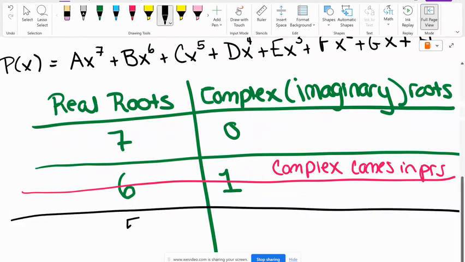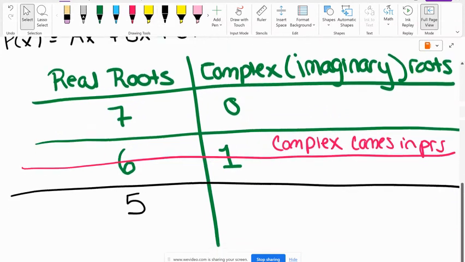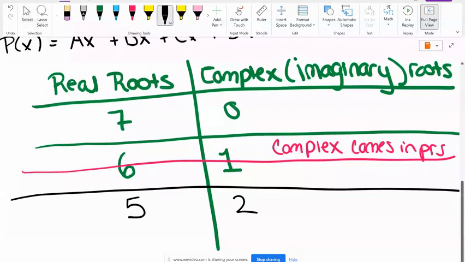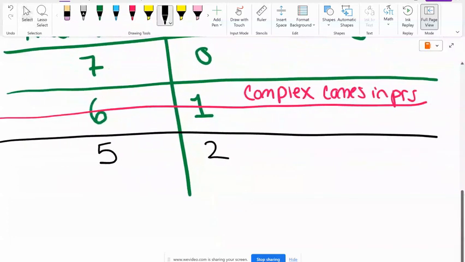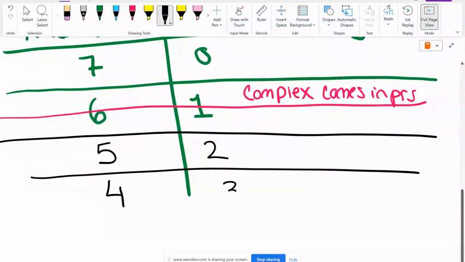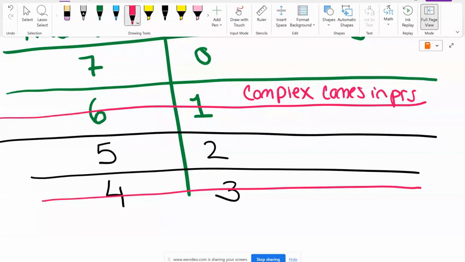All right, could I have 5 real roots and 2 imaginary? Is that possible? Absolutely, that's possible. Let's keep going. Can we do 4 real and 3 imaginary? No, because again, complex comes in pairs. Do we get the gist? Do I need to keep going with this? All right, good. Moral of the story, complex comes in pairs.